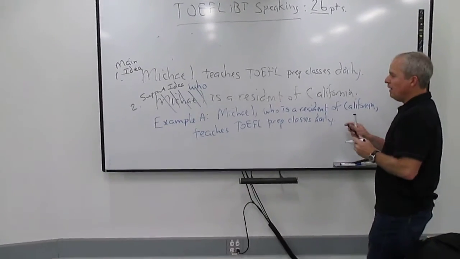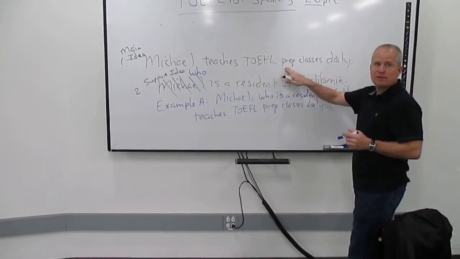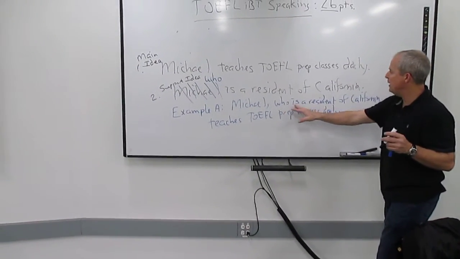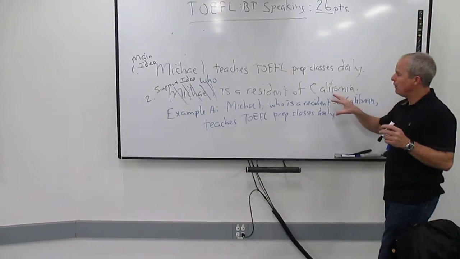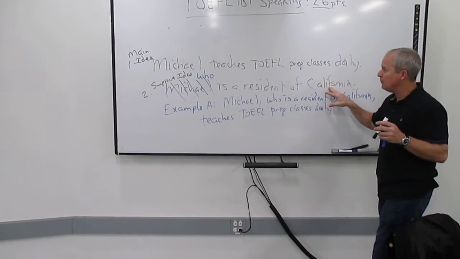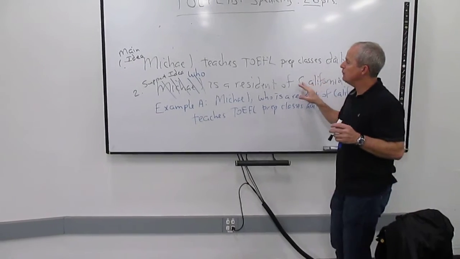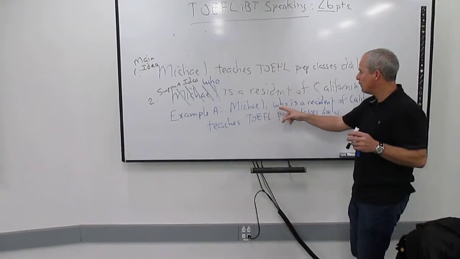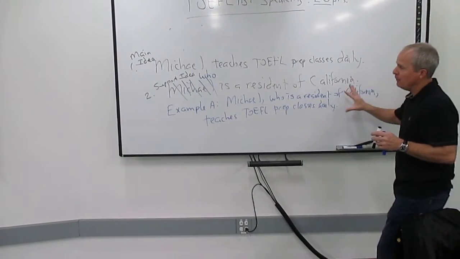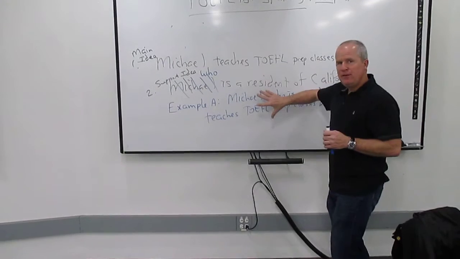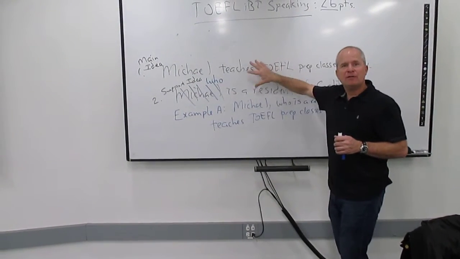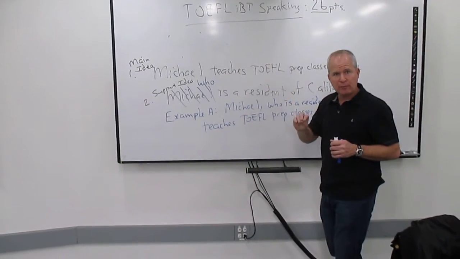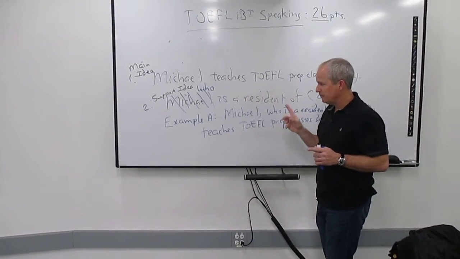So, what I did here is I took the second sentence and I have turned it into an adjective clause by saying who is a resident of California. This particular adjective clause is not really necessary to the meaning of the subject. That's why I'm putting commas in here. So I'm saying Michael, comma, and then California, comma. So that's example A. Now, this example is more advanced than having two separate sentences. This is going to be better for your TOEFL speaking and your TOEFL writing.